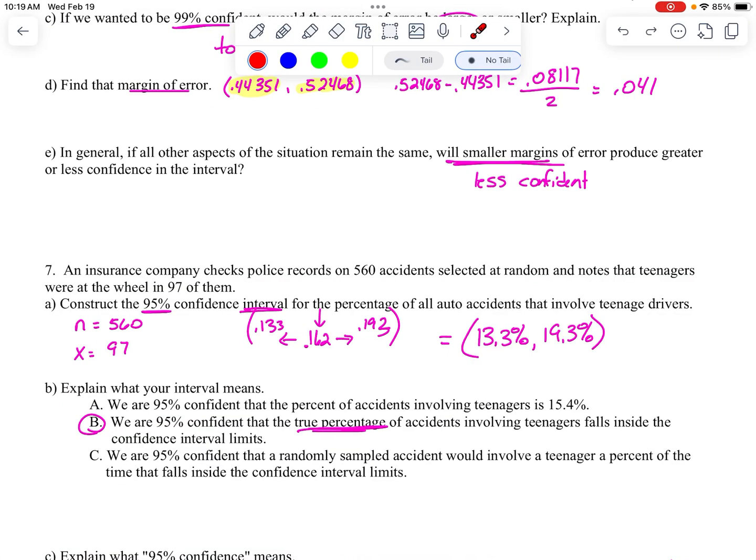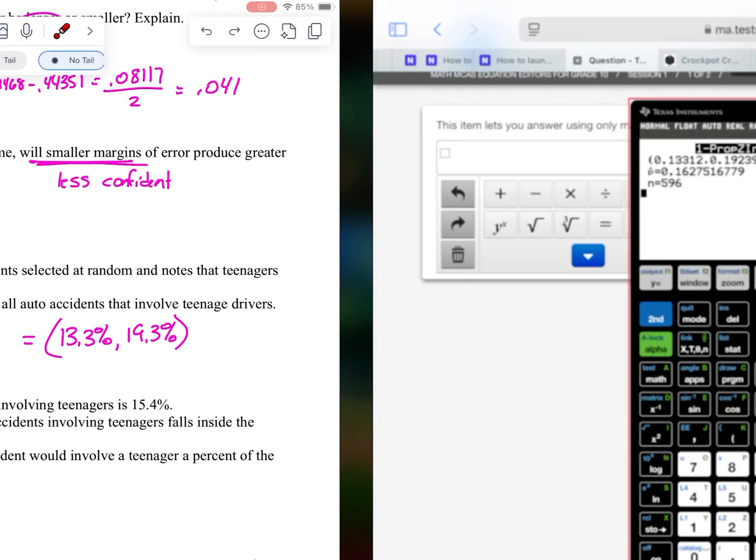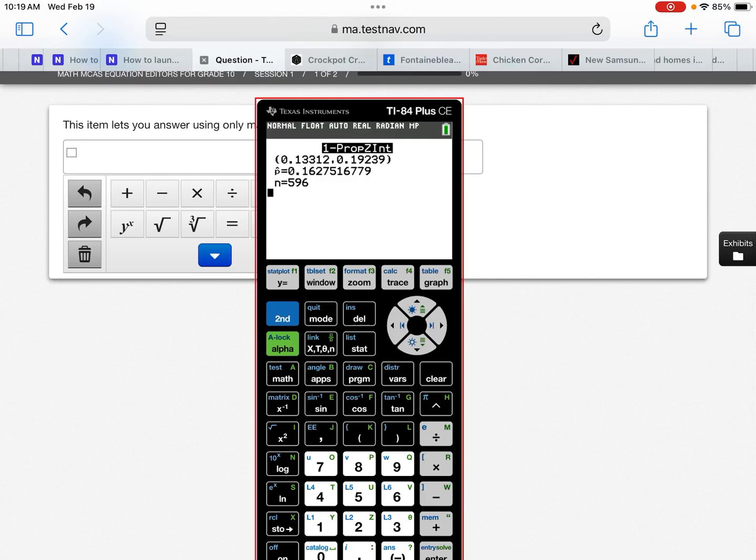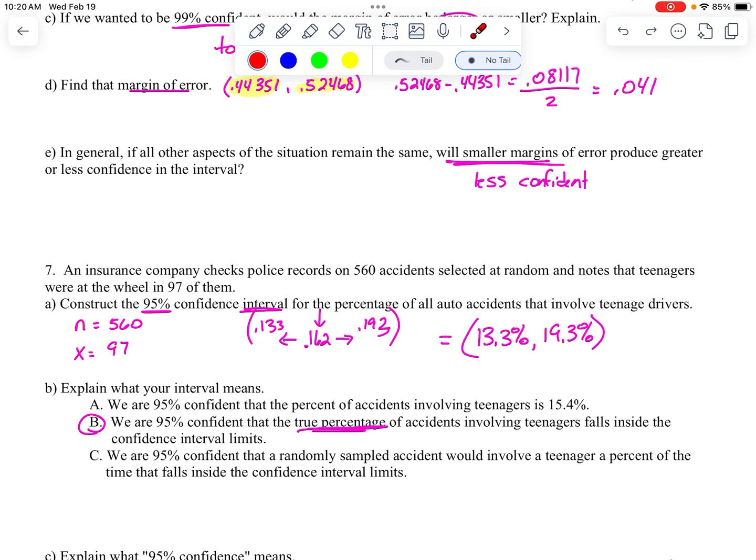Again, if we go back to my calculator a little bit, we can see that it gave me a p hat in the middle, .1627. That is the proportion in the middle. It's called a p hat. It's where the center of my interval is, and then we go a margin of error to the left and a margin of error to the right, and that is what creates the interval for me. So there is the interval, from 13.3 to 19.3, but that's how we would go about finding that margin of error. Anyway, explain what my interval means.